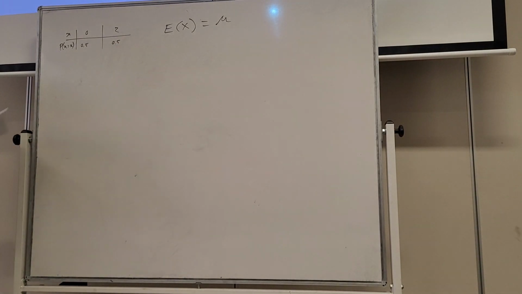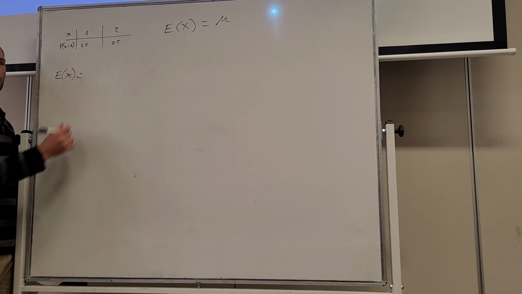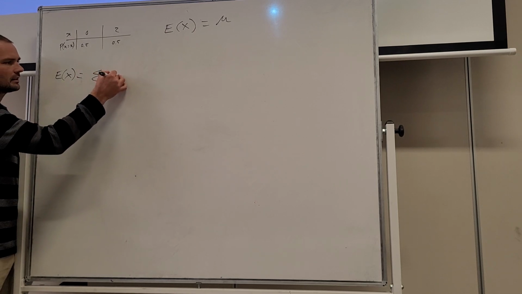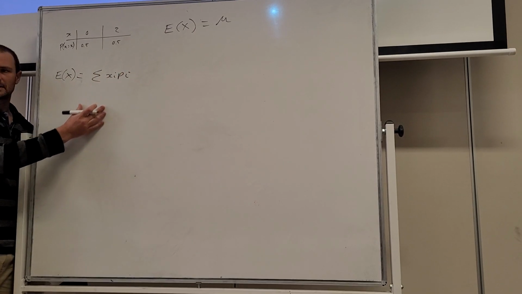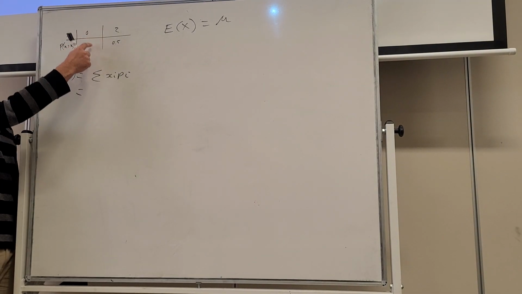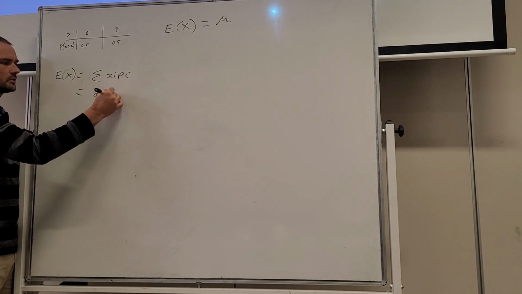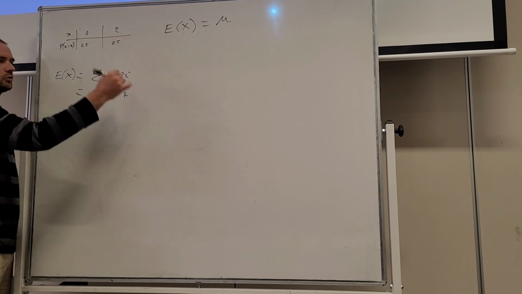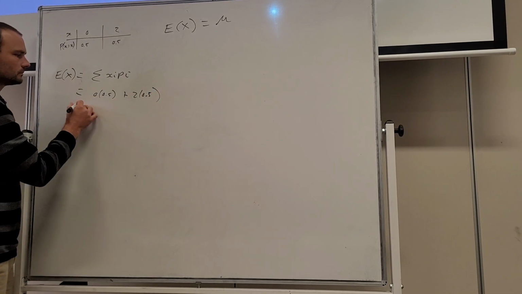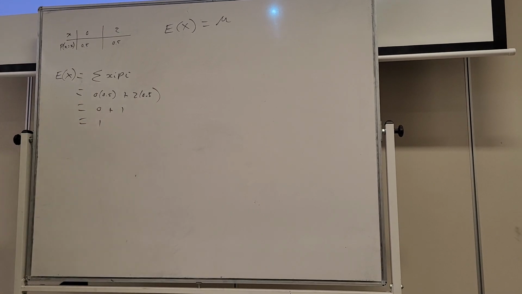All right, so let's calculate the expected value here. E of X is equal to the sum of xi times pi. So this is from exercise 7C.2, and that's going to be each event multiplied by its probability added together. So we have 0 times 0.5 plus 2 times 0.5. Okay, so this is going to equal 0 plus 1, it equals 1. So the expected value is 1.